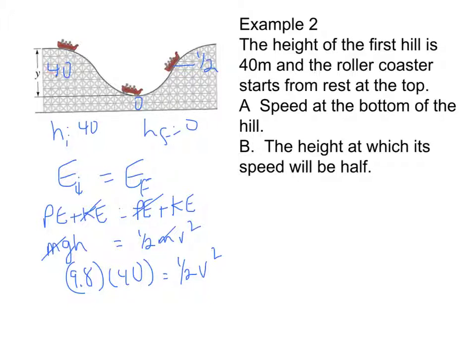Alright. Let's see here. So I got 9.8 times 40 times 2. So 784 equals the velocity squared. Square root that. So 28 meters per second is my velocity at the bottom of the hill.